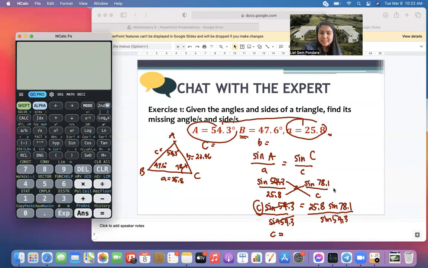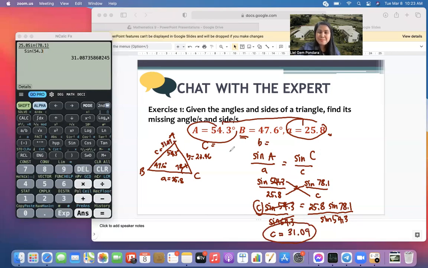Divide them. Yes, we need to divide them and you need to use your calculator. So we have 25.8 times sine 78.1, divided all by sine 54.3. Our answer is approximately 31.09. So this is 31.09. All our angles A, B, C are present and our sides A, B, C are also solved.